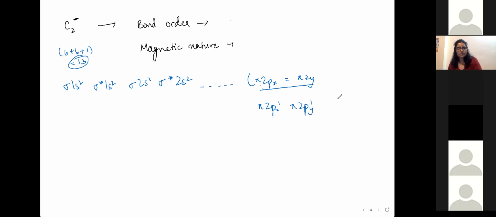So in the process of writing the configuration, if you come across any orbital where 2 electrons are not there, you see that there's only 1 electron in that particular orbital. That means that that electron is unpaired. If there are 2 electrons, then maximum fill up has happened, so that's paired up.